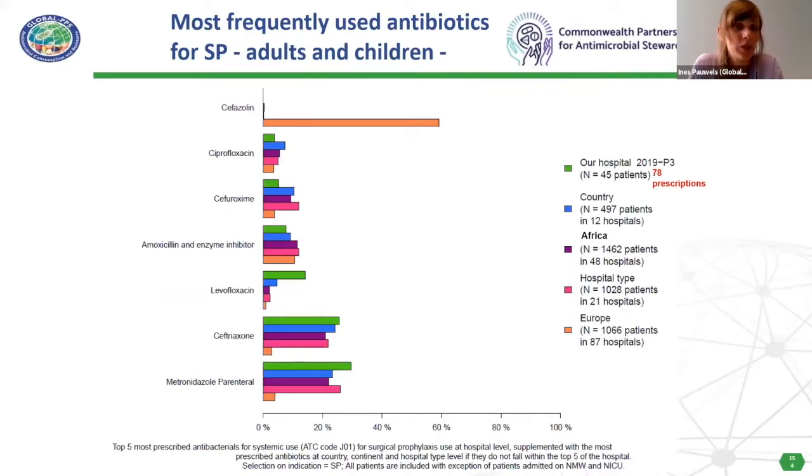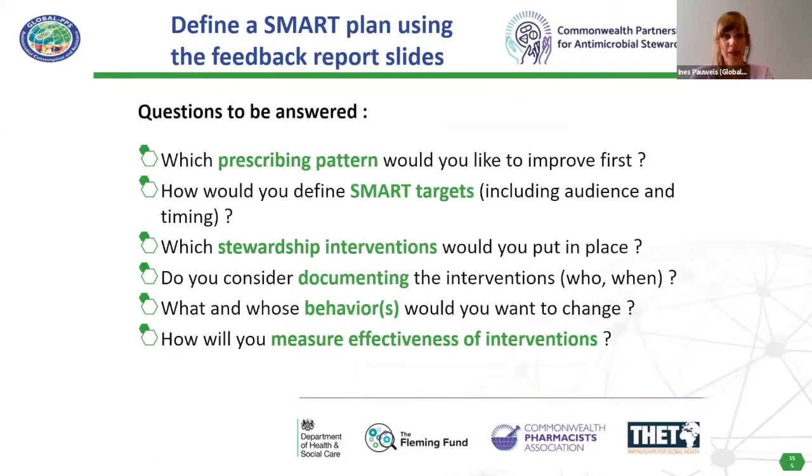This is then again for surgical prophylaxis, but a little bit more detailed. The most frequently used antibiotics for surgical prophylaxis in our hospital. What you mainly want to look at here is the green bars, because there's a lot of colors here, but the green bars represent the most commonly used antibiotics for surgical prophylaxis in our hospital. So we have metronidazole, parenteral, ceftriaxone, and levofloxacin, which are the three most commonly used antibiotics for surgical prophylaxis. And then the other colors are the benchmarking data, so for country, continent, hospital type, and Europe. Okay, next slide, please. I think I will stop here and give the word back to Diane so she can talk you through the questions.